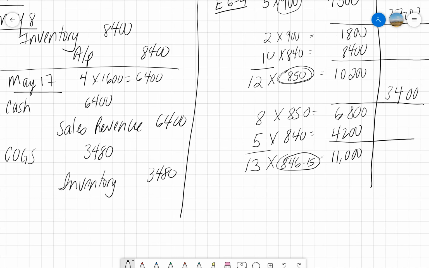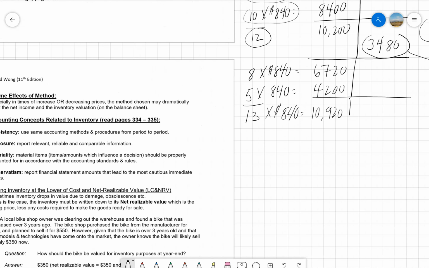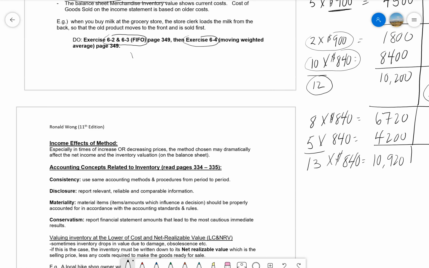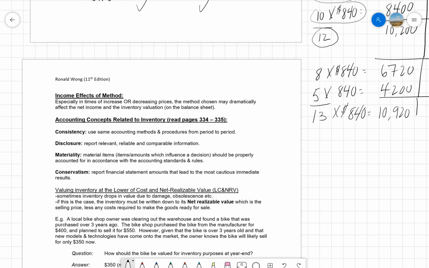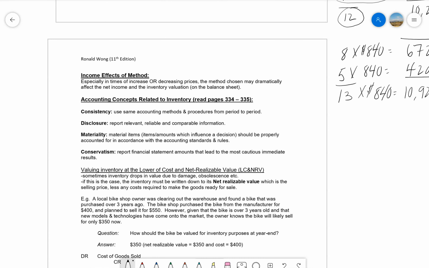So let's go back to our handout and let's move down to page 2. So we've done these exercises here. Now on page 2, the textbook talks about some income effects of the different methods we use, depending on whether you use specific unit costs, weighted average, or first in, first out. That's going to impact your cost of goods sold, which could impact your net income. So read through those paragraphs in your textbook. There's also some accounting concepts that the textbook talks about as well. So those are fairly straightforward. You can read through those concepts on your own.